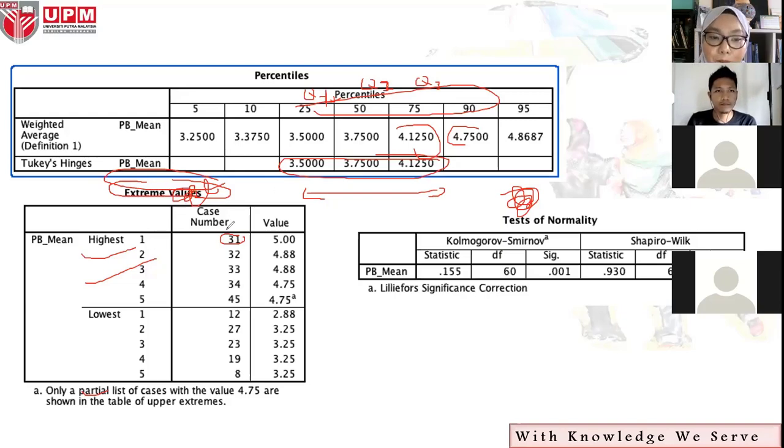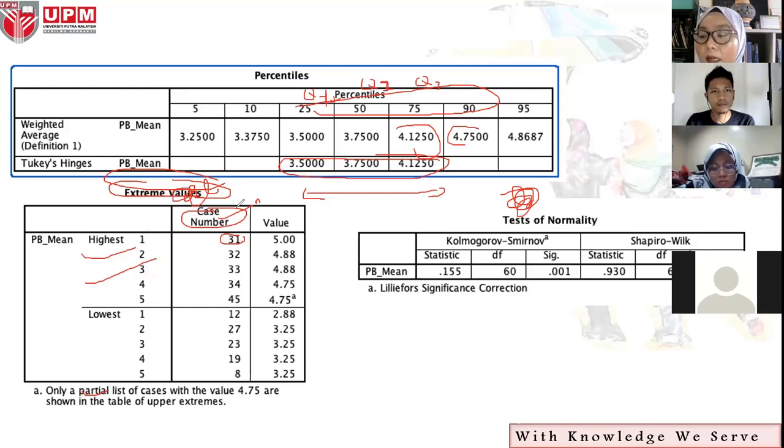Okay, so this case number ni will represent the number of respondent. Bukan, will represent respondent number. Case number ni represent the respondent number. Okay, if you think that you want to delete the case, then you can delete the respondent number 31. Okay, ini bilangan respondent. Okay, faham?